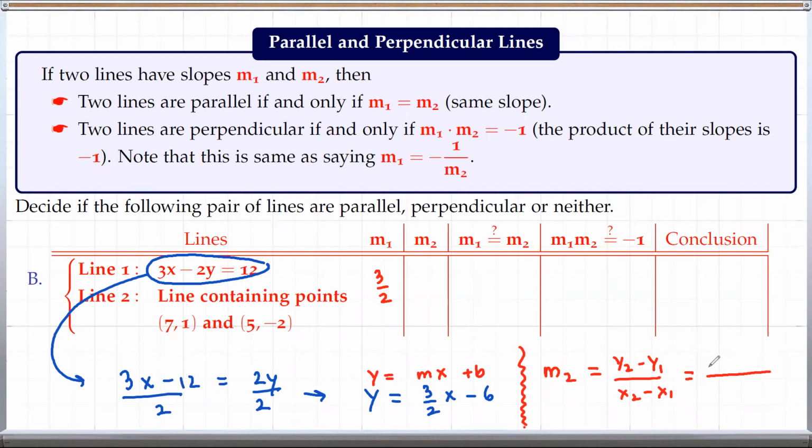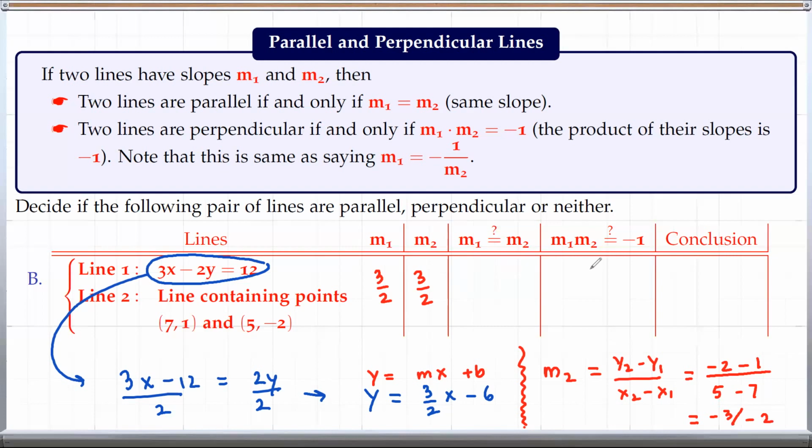Then we get negative 2 minus 1 over 5 minus 7. So it looks like this becomes negative 3 on the top, and in the denominator is 5 minus 7, which is negative 2. So negative 3 over negative 2 is 3 over 2. So 3 by 2 is the slope of the second line.